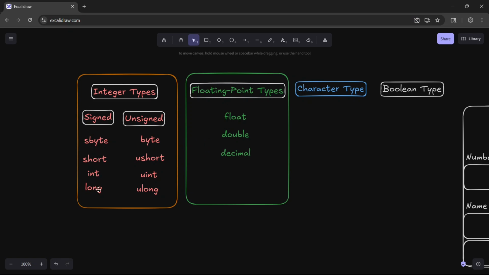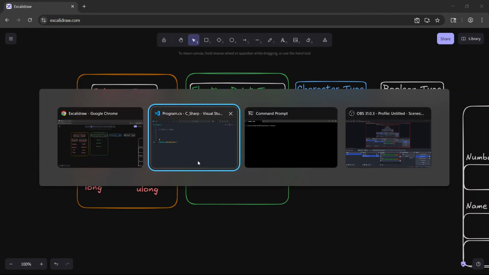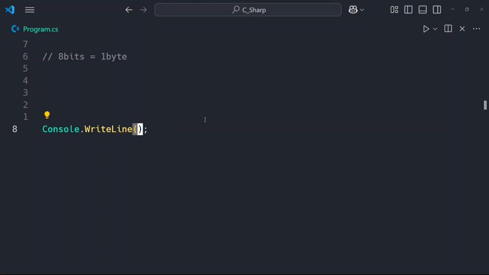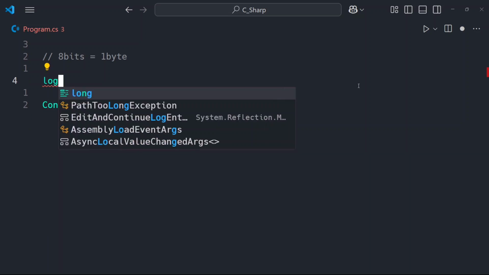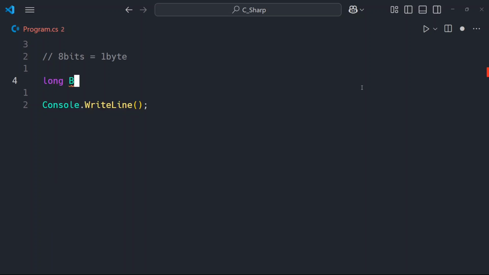Next up, finally, among the signed types, we have the long. So we've talked about sbyte, short, int. Finally, we have long. And long is the largest signed integer type. Let's call it big number. So let's say 5 million.